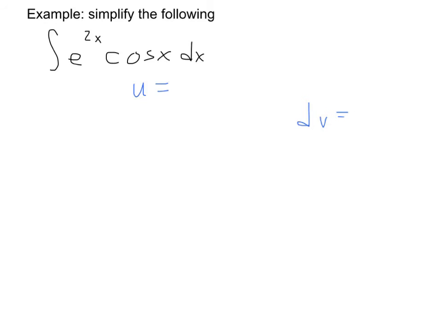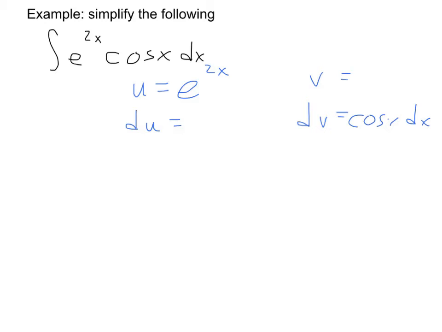Is it better for me to put my e to the 2x in this position or in this position? My opinion is that it's better to put it here, because the chain rule is going to give us a 2 in this derivative, whereas if we put this thing here, we'd end up with a 1/2, and I'd rather not deal with fractions. So I'm going to put my e to the 2x here, and I'm going to put my cosine x dx here.